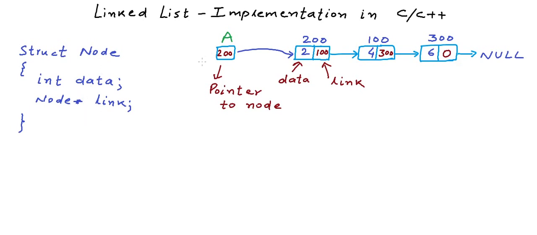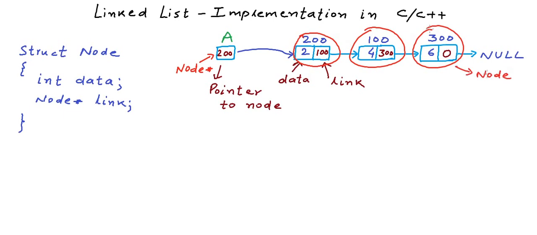In our logical view here, this variable A is of type node star or pointer to node. Each of these 3 rectangles with 2 fields are of type node, and in the node, the first field is of type integer and the second field is of type pointer to node or node star. It is important to know which one is what in the logical view. We should have this visualization before we go on to implement linked list.